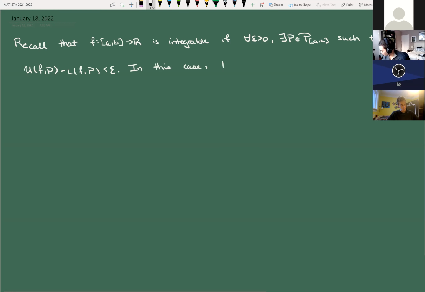In that case, the integral is, let me do it the way I had written it originally: the integral of f is the supremum of the lower sums over all partitions, or the infimum of the upper sums, because those are the same thing. And we proved that. This is a definition, so if you want to write if and only if you can. Usually I try to reserve if and only if for theorems. Some people do that with definitions, but that's fine.